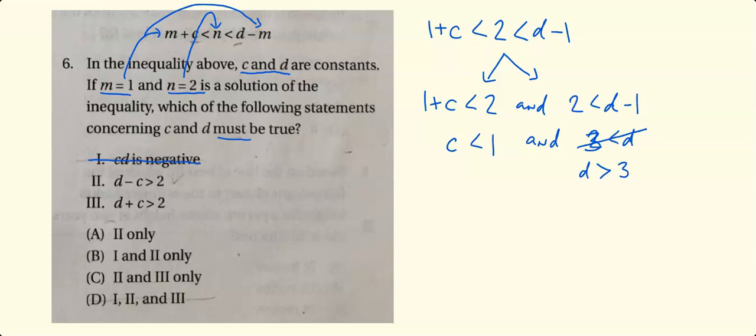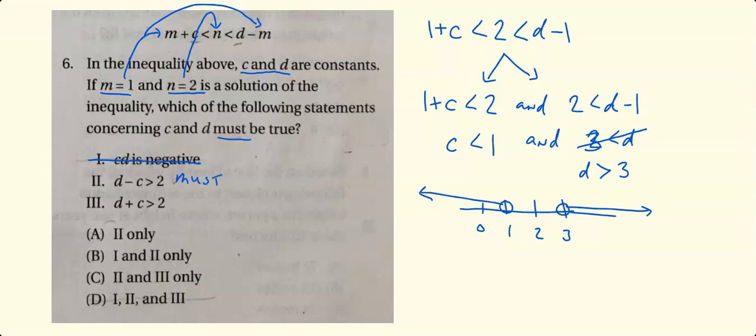Let's look at Roman numeral 2, D minus C greater than 2. D minus C means the difference between D and C. If we put these on a number line, D is going to go this way, C is going to go this way, and the difference between them, since neither one of these is circled in or blackened in, then this would be a true statement. This would have to be true.